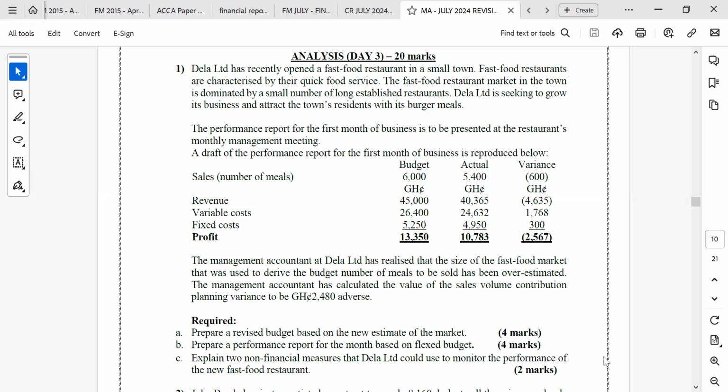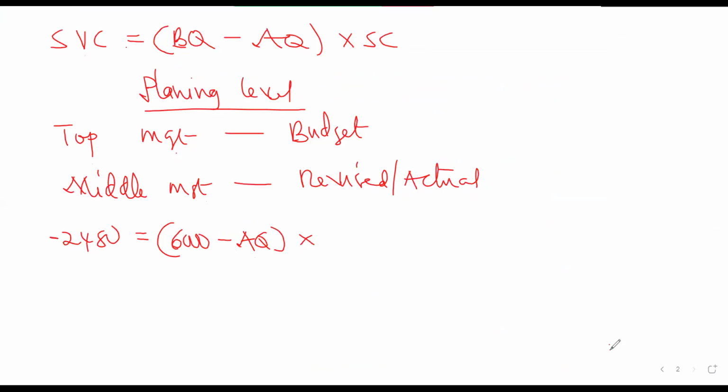How do we find the standard contribution per unit? Is it 3.1? Let me check. The standard contribution is just the budgeted contribution per unit. So what is the contribution over there? 45,000 minus 26,400, divided by 6,000. I'm getting 3.1. Let's show how we calculate that, with the workings for the budgeted contribution. It's a very interesting question, but you have to think deep.